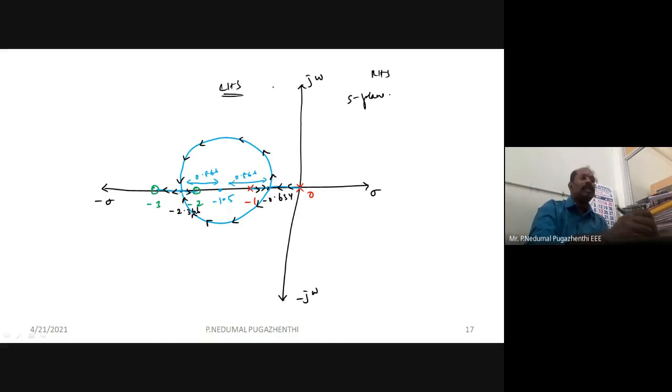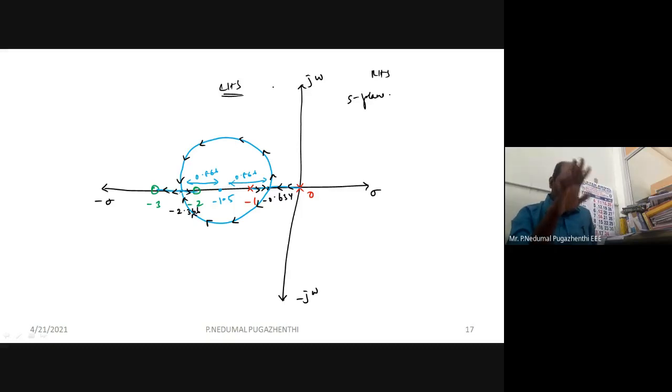Since it is lying on the left hand side for any value of k from 0 to infinity, this is going to have a highly stable nature. Maybe relative stability may change. What is relative stability? If the pole location or the roots are near the j omega axis, the dynamics of the system will be a little oscillatory. If it is moving away from the j omega axis, the system will not have much oscillation. So the dynamics is going to change, but it is going to be stable.